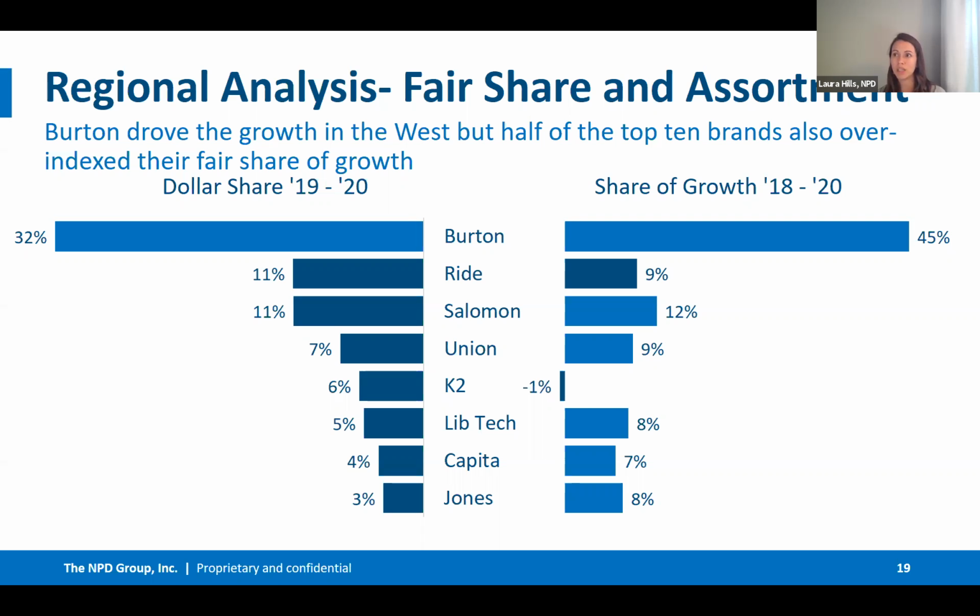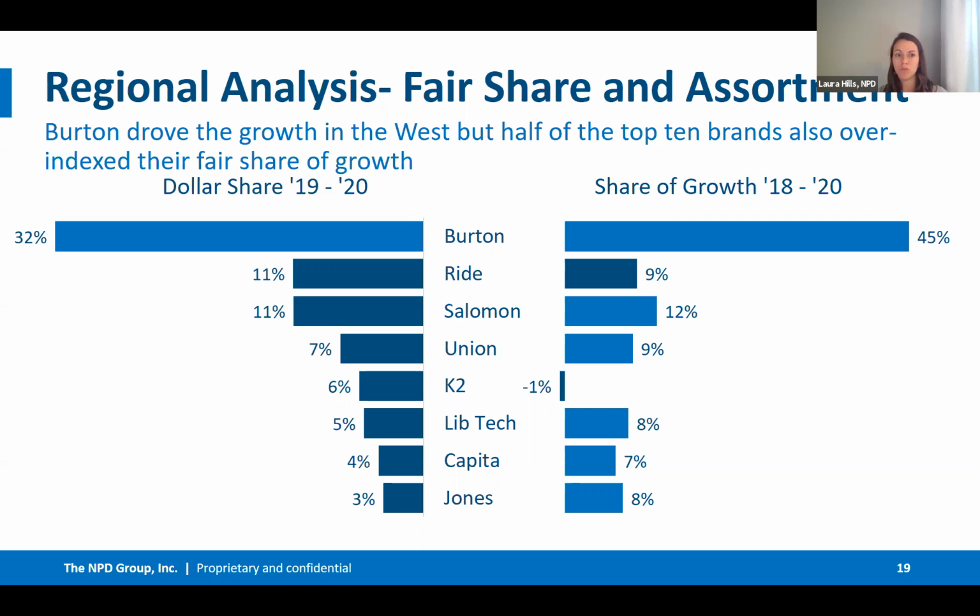So what I've done here, I've got dollar share for this last season charted on the left in descending order. So Burton represents 32% of the dollars sold in the snowboard equipment market. And then descending down from there, Ride has 11%, Salomon has 11%, and so on. So this is snowboards, snowboard bindings, and snowboard boots all combined together. And then on the right-hand side, you see share of growth, again, for the past 2 seasons. And again, we're still talking about the Western region.